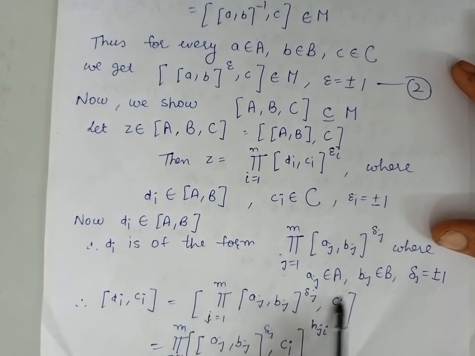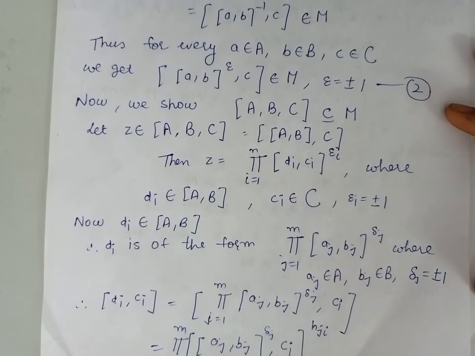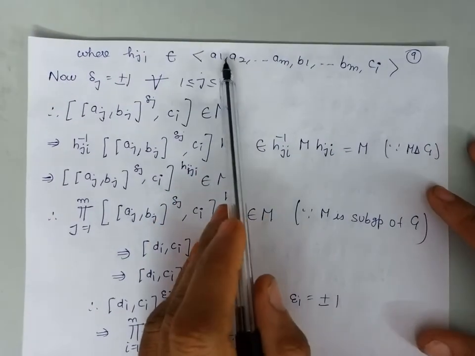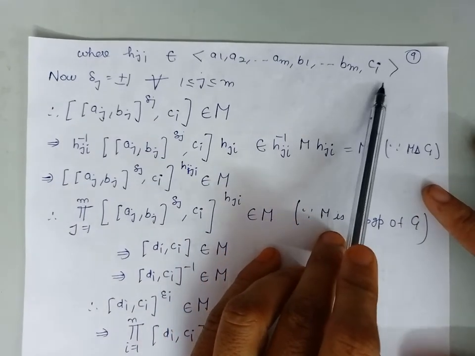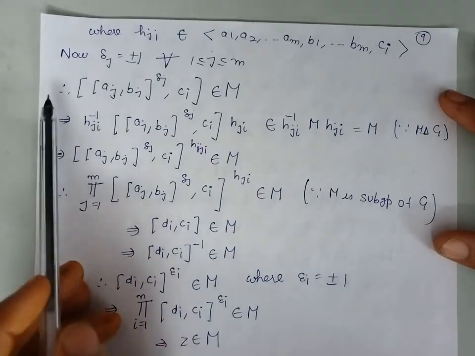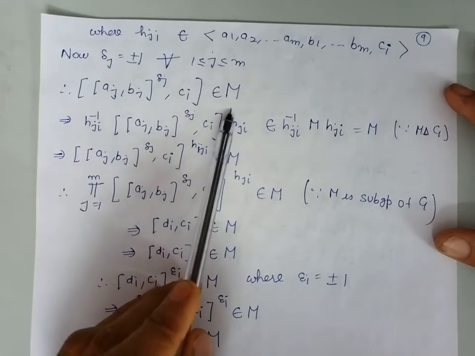So by using that theorem, this commutator can be written as the product of the commutator of Aj with Bj to the power delta j with Ci. In the power we have taken the elements Hji, where these elements Hji belong to the set generated by the elements A1, A2, A3 up to Am, B1, B2, B3 up to Bm, and Ci. Now, because delta j is either +1 or -1, therefore we can say that the commutator formed by these two elements belongs to M.